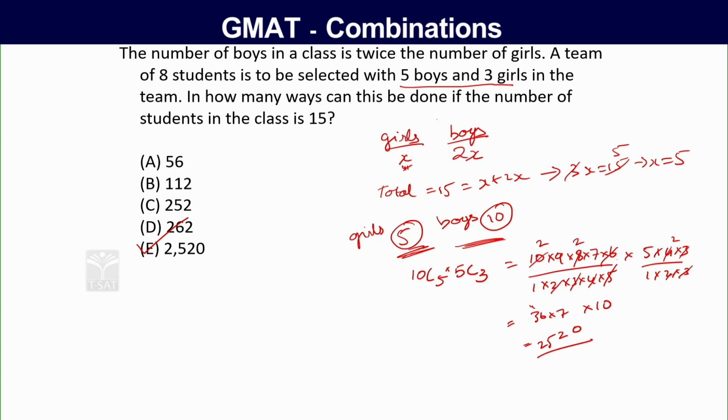I hope that is clear. We multiplied 10C5 into 5C3 because we calculated the number of girls as 5 and the number of boys as 10. And choosing 5 boys out of the 10 is 10C5 ways and choosing 3 girls out of those 5 is 5C3 ways. Let's see what the next question is.